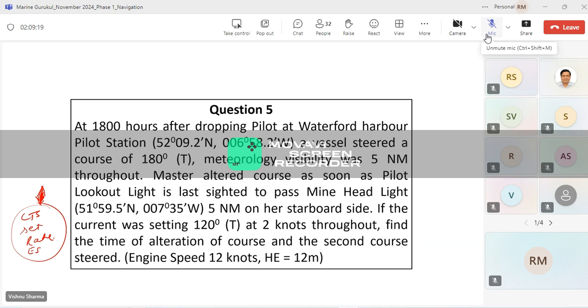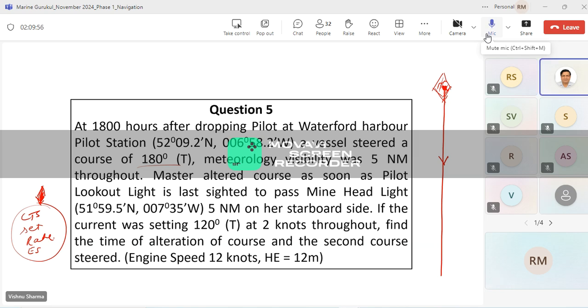Now guys, if this is the pilot station, I'm just asking you, the vessel drops the pilot here and she steers a course south, 180 degrees true. She steers this course. Do you expect the vessel's position to be on this line, yes or no?